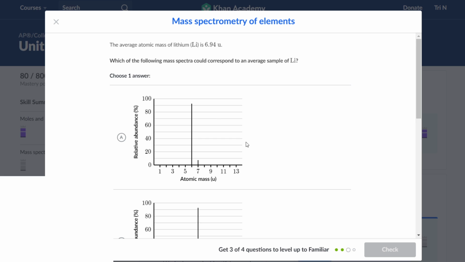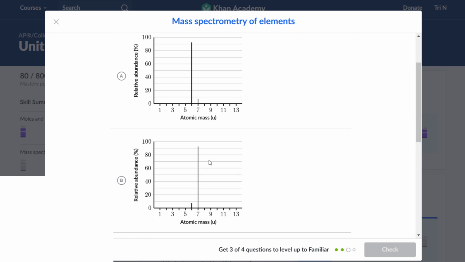With this spectrum, we have 6, which is the highest, and 7, which is there, but not as high as 6. So it will lean towards 6 more. But we have 6.94, which leans toward 7 a lot. So A wouldn't be right.